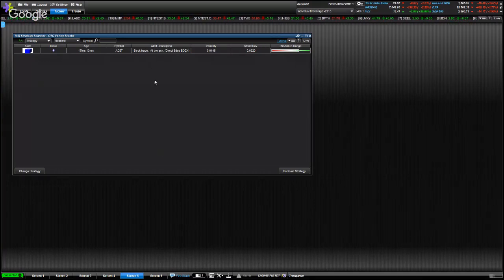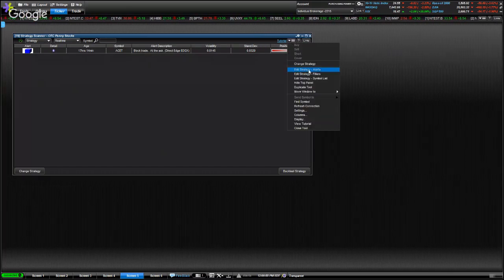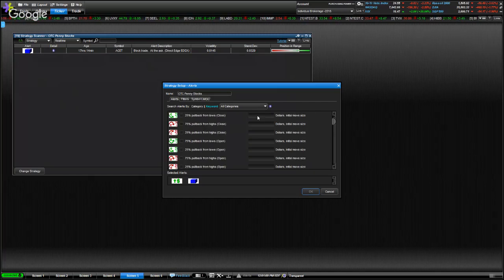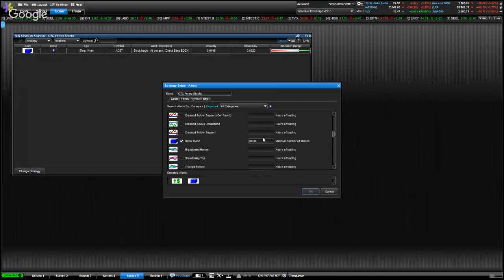So when you have your scanner up for stocks here, you can come in here and pick edit alerts. For alerts, I only pick two things. I want to see at least a new high in the last 10 days. And then, because I trade not just OTC but bigger board stocks, I look for block trades. I put block trades at 20,000.